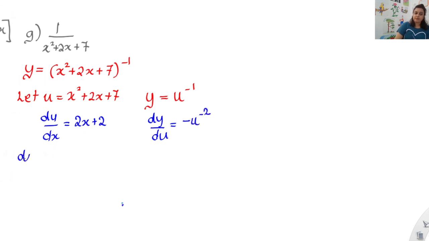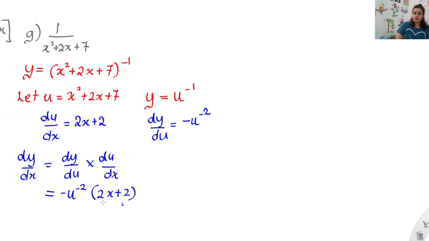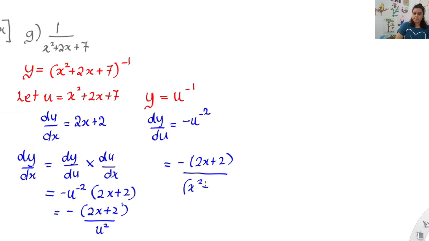Now to find dy dx using the chain rule, you take dy du multiplied by du dx. What is my dy du? Negative u to the power of negative 2 times 2x plus 2. If we bring it down, it's negative (2x plus 2) over u square. What is our u? Copy the whole thing: x square plus 2x plus 7, to the power of 2. So you can leave it up to here.